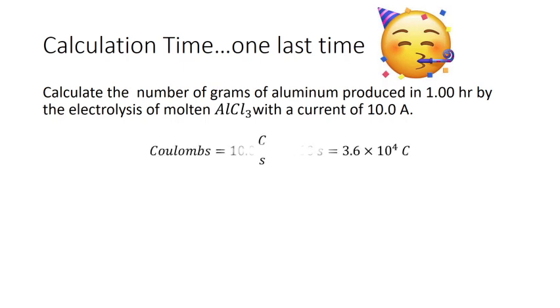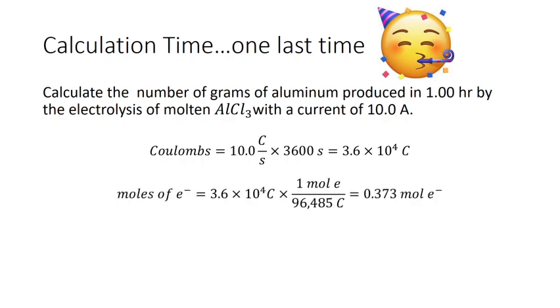So the first thing we're going to do is figure out the number of coulombs that this is generating, right? Because amps has units of coulombs per second, and we know how long we have been doing this for. So if you don't know, there are 3,600 seconds in 1 hour, and we have been using a current of 10 amps, or that's coulombs per second. So we get 3.6 times 10 to the 4th coulombs that have been passed during this time.